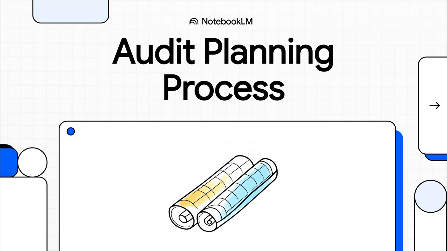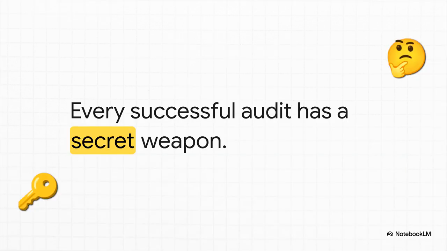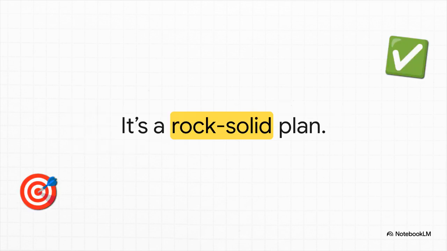Let's dive right in. Every single successful audit, the ones that really make a difference and don't just get bogged down in the details, they all have a secret weapon. It's that one thing, right? The thing that separates a sharp, focused audit from one that kind of just goes nowhere. So what is that secret weapon? Well, it's pretty simple actually. It's a rock-solid plan. This is the blueprint, the game plan, that turns all those good intentions into actual, tangible results. So the big question is, how do we build one?